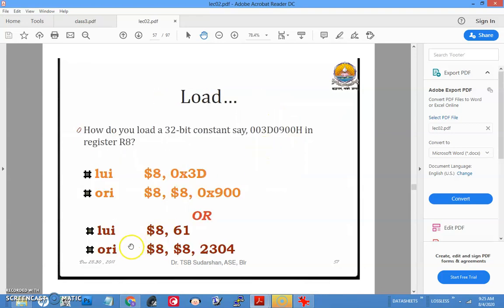Another way will be to go for load upper immediate 61 and then 2304. What is the difference between these two? They both do the same thing, but here it is denoted as a hex number, 0x, and here it is a decimal number. You can easily find out that 3D is nothing but 61. 3D is 3 into 16 plus D, which is 13. So 48 plus 13 will be 61. So these are the same instruction, represented in hexadecimal form and in decimal form.